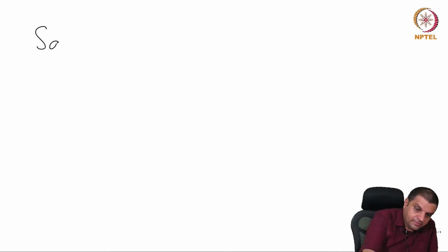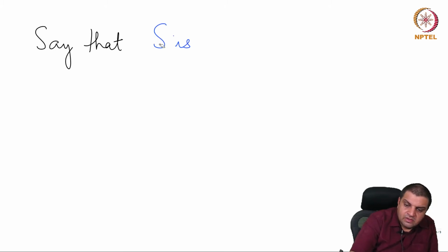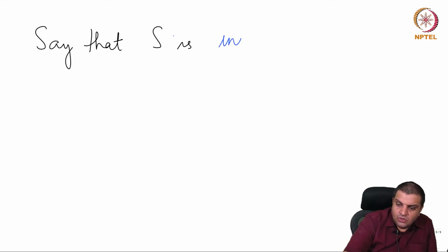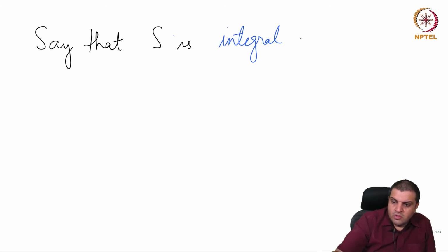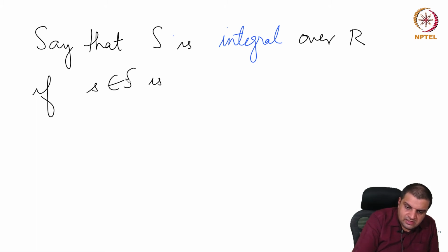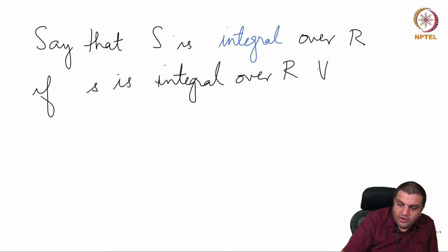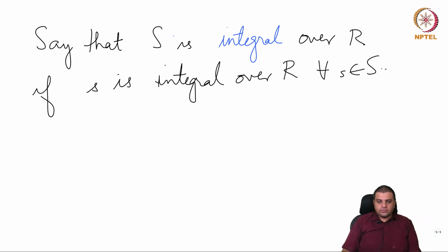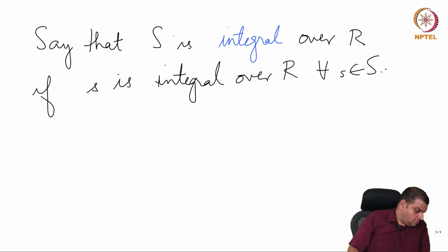We say that S is integral over R if s inside S is integral over R for every s inside S. So let's look at some examples.